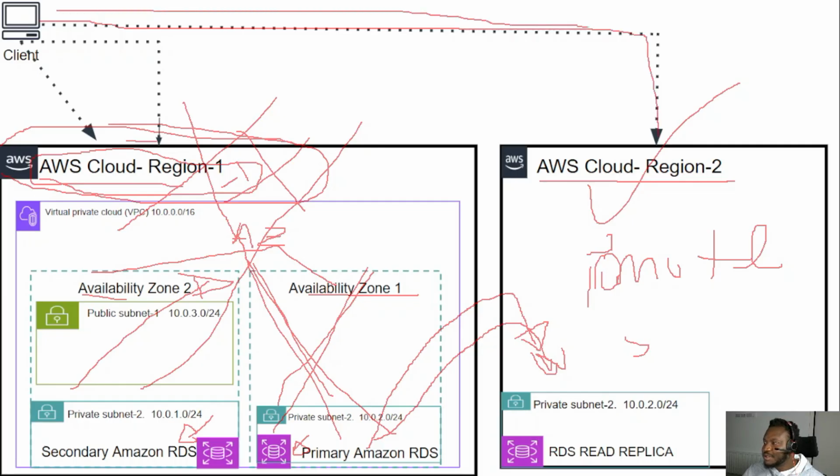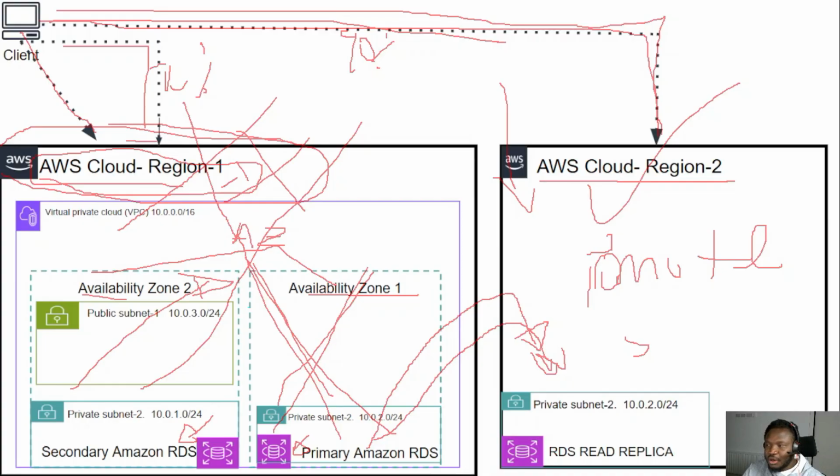Or you may decide to route all read traffic to that read replica, and all write traffic to the writer, the primary instance, which is in the second region, okay? Or you may also decide to route maybe 90% of read traffic to the read replica, right? And maybe all write traffic to the primary, and 10% of read traffic to the primary. Okay, so that is how the read replica can help serve this purpose of cross-regional disaster recovery.